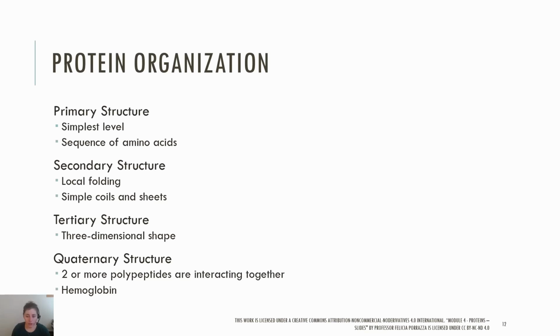With quaternary structure, 2 or more polypeptides are interacting together to form a larger new protein. An example of a protein with a quaternary structure is hemoglobin. It is composed of 4 polypeptides that bond together to form a functional oxygen carrier.